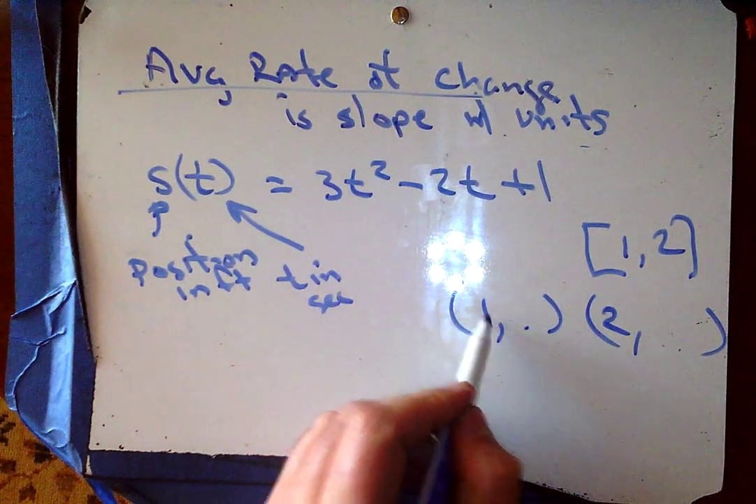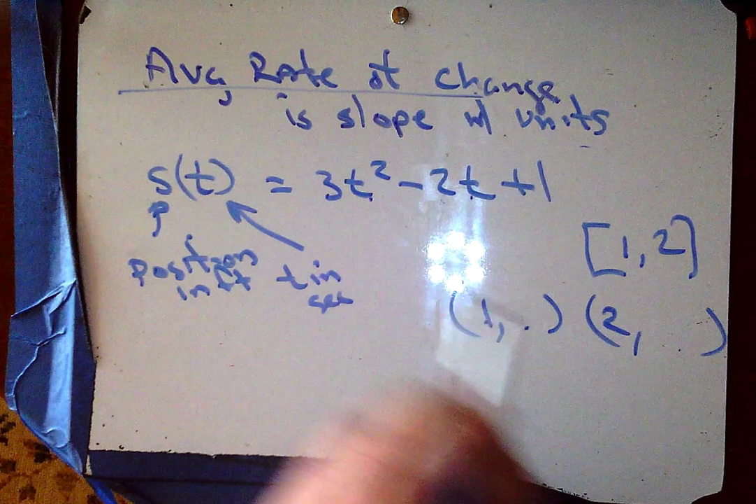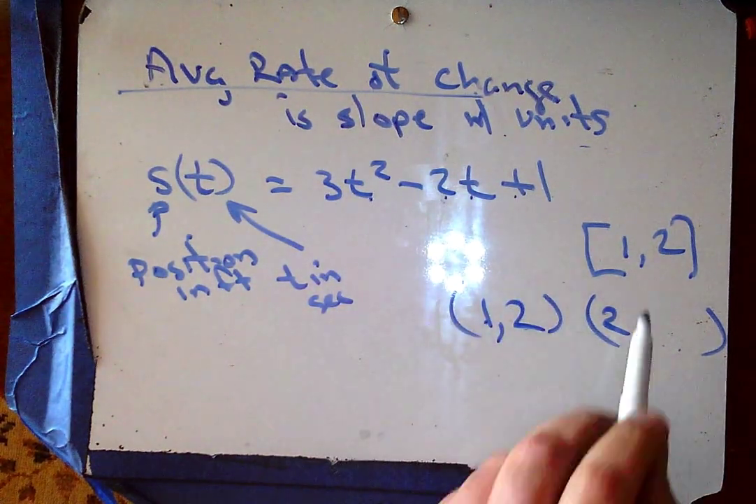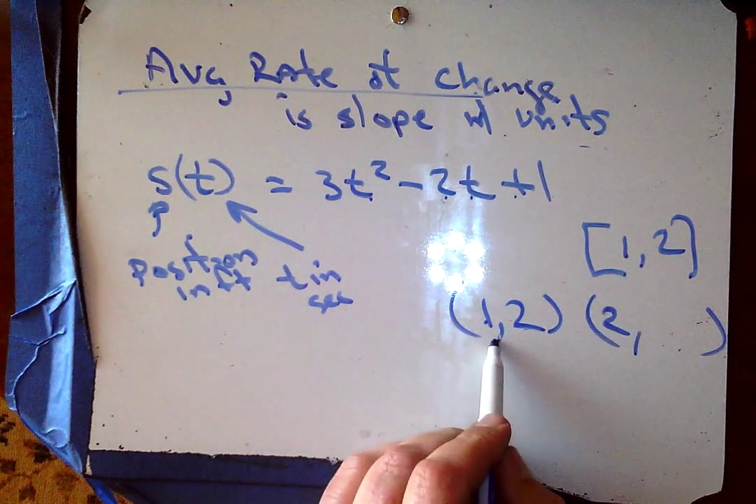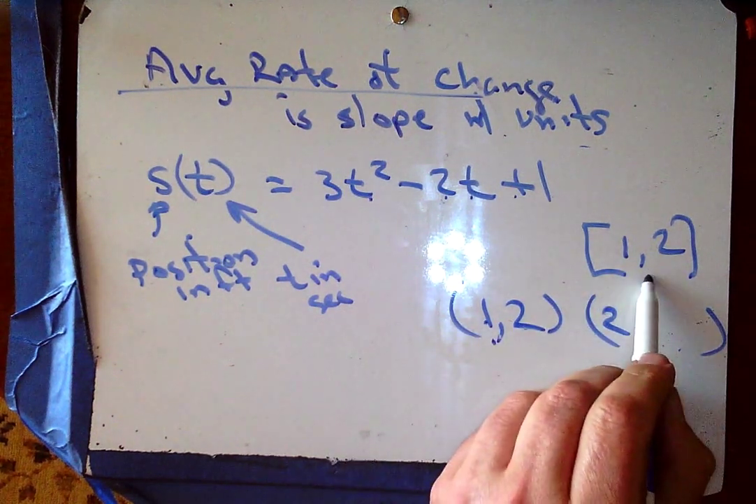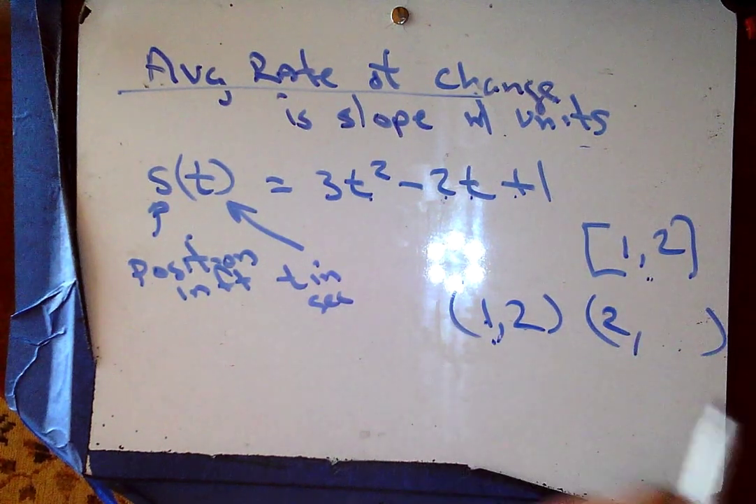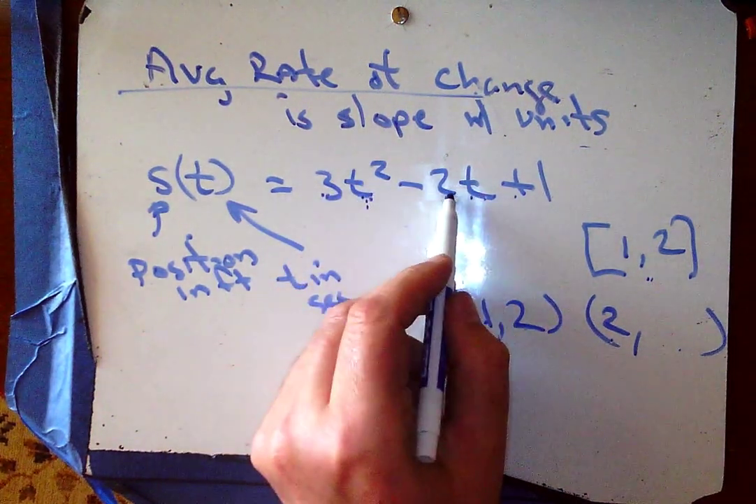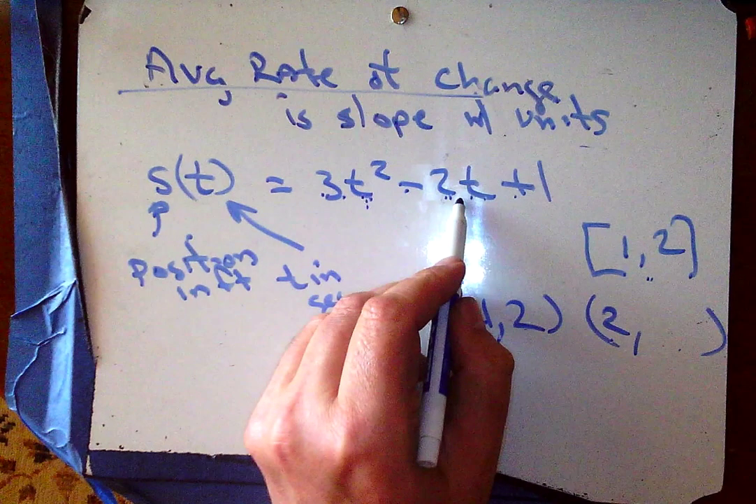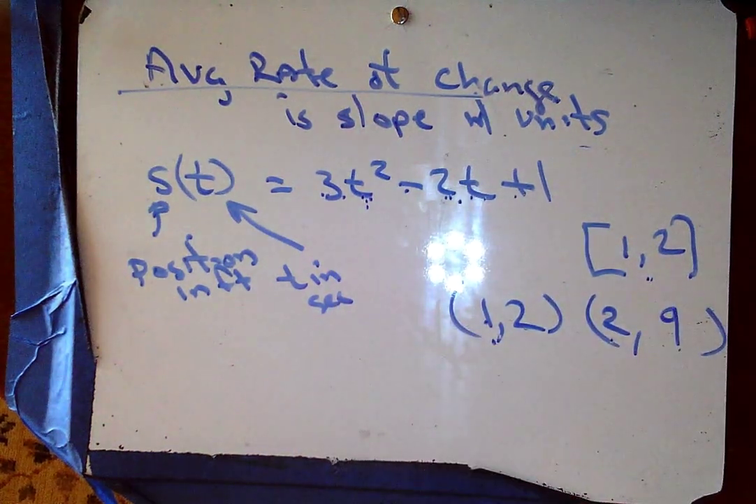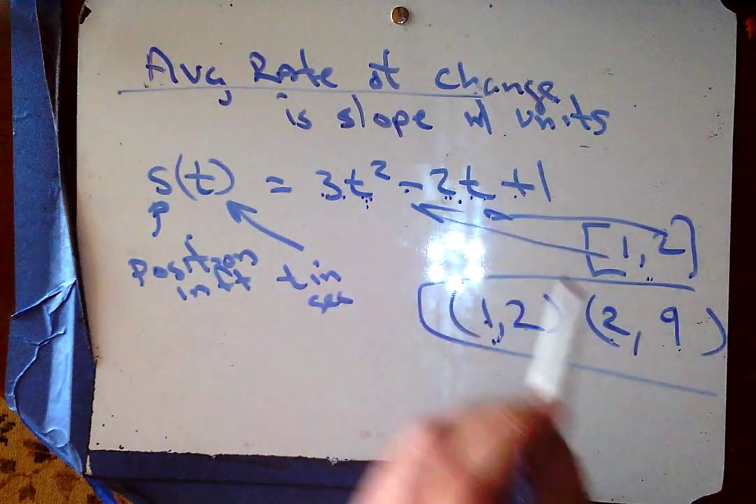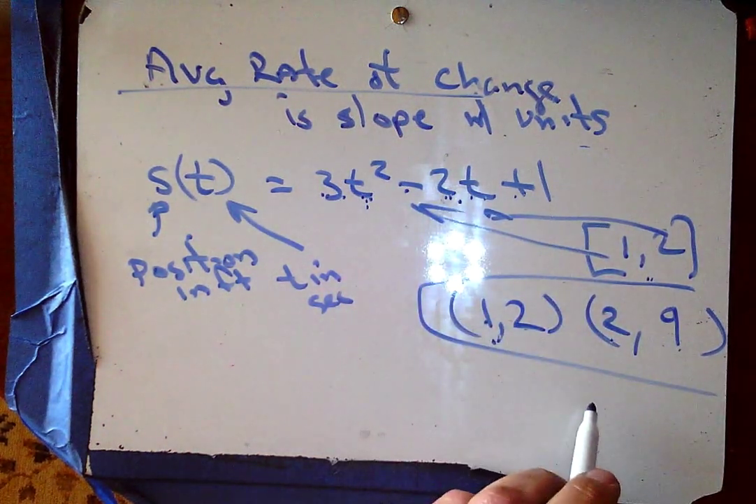Well, I have to take this x and plug it in here. So 3 minus 2 is 1, plus 1 is 2. Now this is really spooky. This is an ordered pair, but this is not an ordered pair. This is an interval. This is a domain. If I plug a 2 in here, 2 squared is 4, times 3 is 12, 2 times 2 is 4, 12 minus 4 is 8, plus 1 is 9. So now I have my two ordered pairs. I had to plug these endpoints in order to get the ordered pairs.